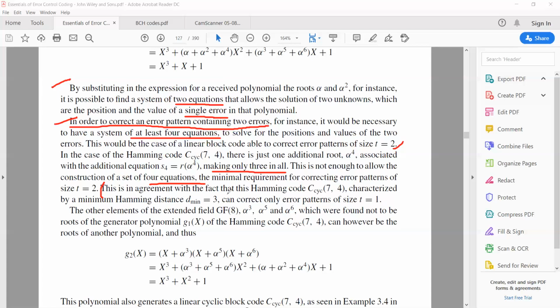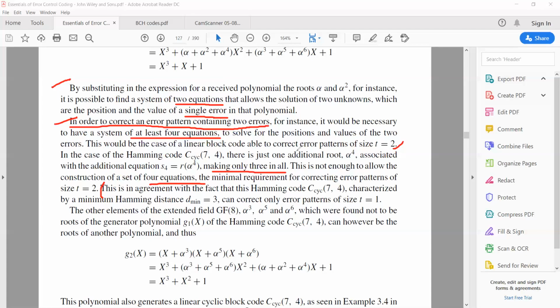If there is an error of 1, the relation between the number of errors and the d minimum, that means Hamming distance, equals 3 minus 1 by 2. That means d minimum minus 1 divided by 2 equals t. So in the previous case, there was a single error. If t equals 1, this will be 3 minus 1 by 2. So this is another case. We don't have to consider it.